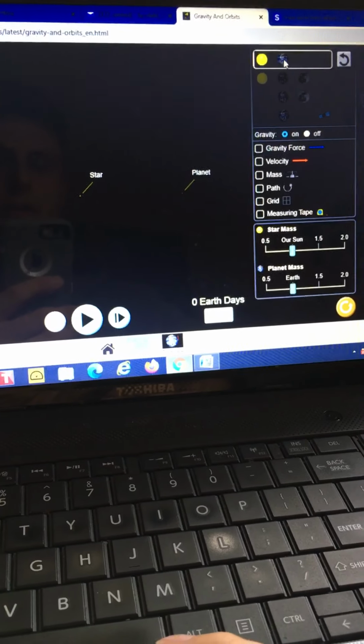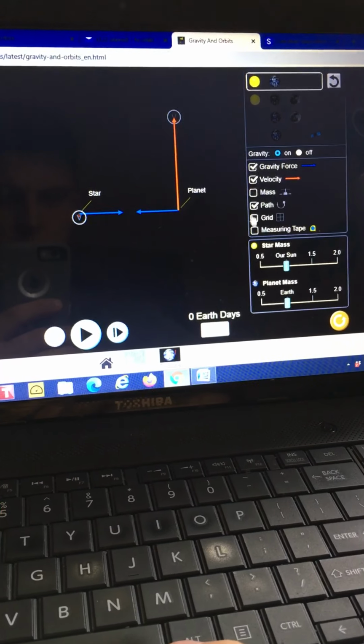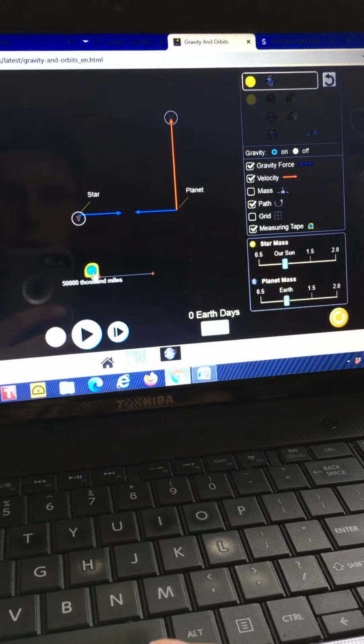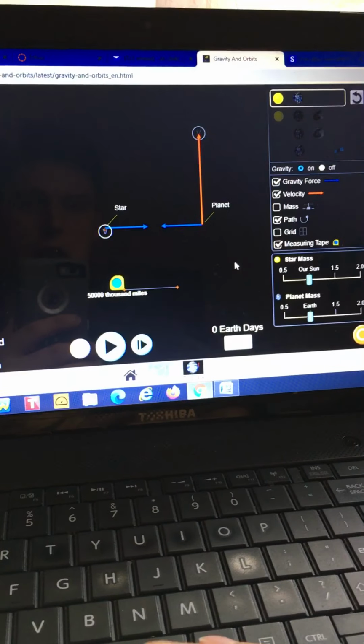So this is what we have going on. We're going to look at the relationship between the Earth and the Sun first. So turn on the gravity force, velocity force, path, and measuring tape. I measured this earlier, so I won't measure it now, but basically it's 91,902 miles. 1,000 miles is what I got.